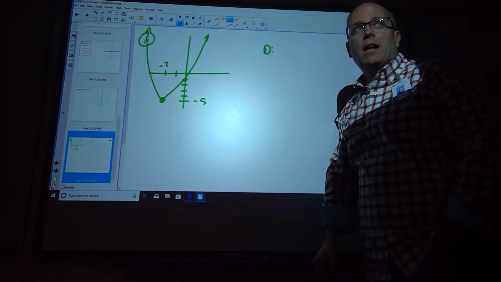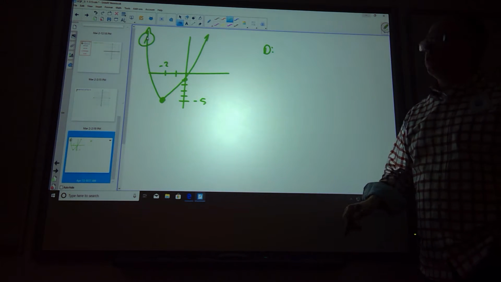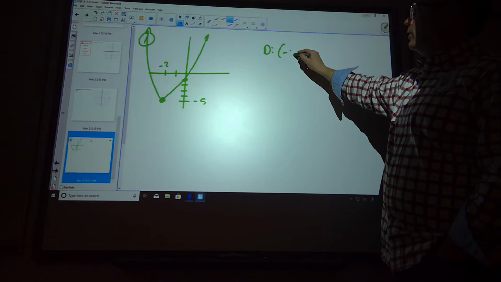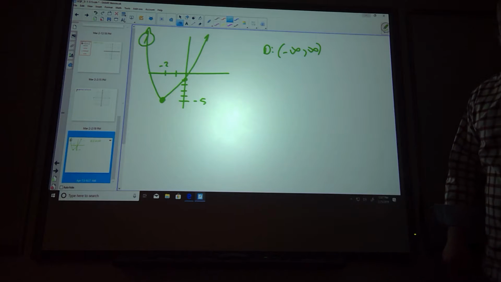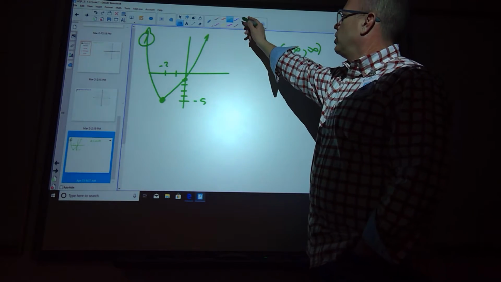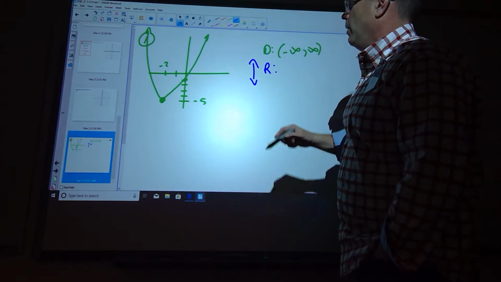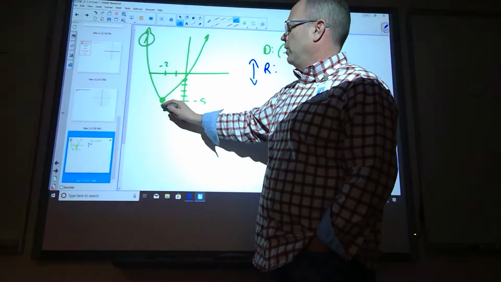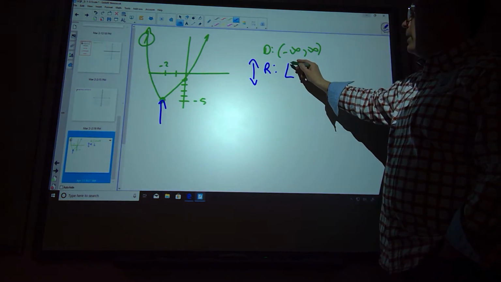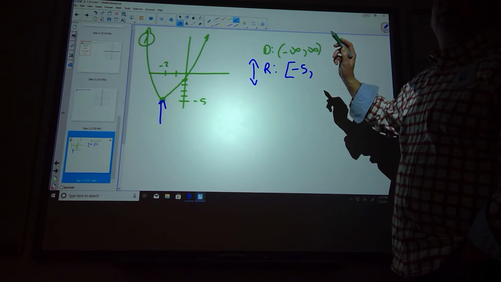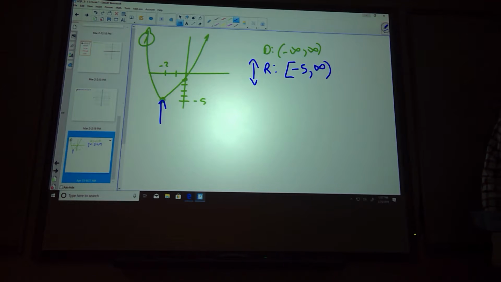It asks for the domain. So my graph is going to go forever left and it's going to go forever right. Agree? So my domain is going to go from negative infinity to positive infinity. That just means we can put any number in and get a number out. Then my range, the range is a little bit different because this is like an elevator going up and down. So this is where you start seeing the graph. So from -5, and I'm using a square bracket because we include that point, to infinity is our range.